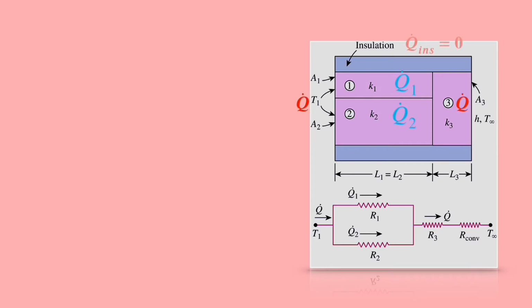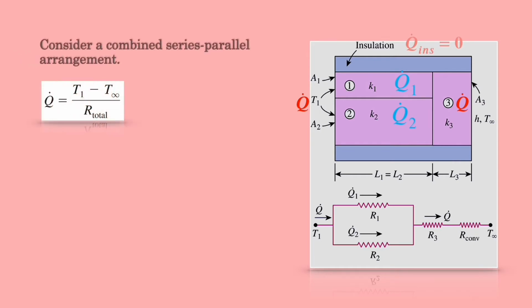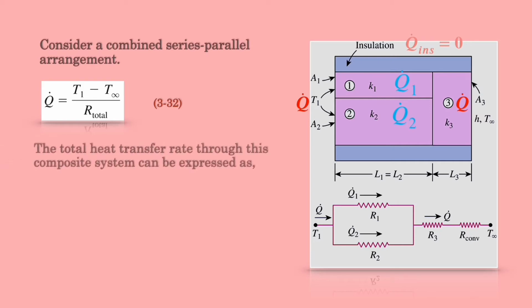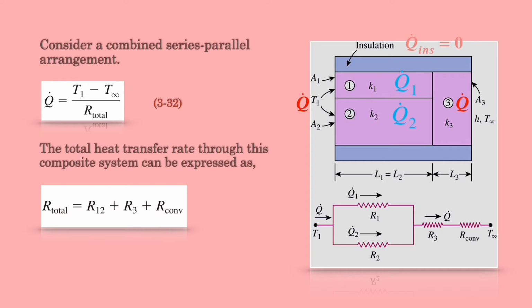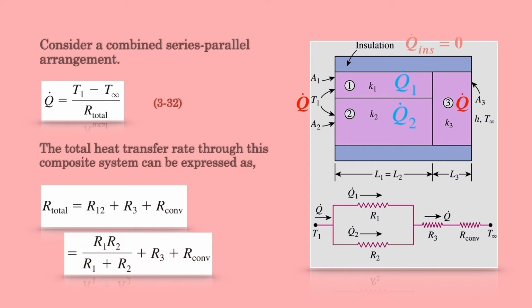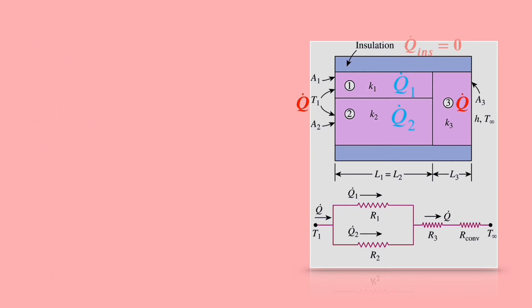Now consider the combined series-parallel arrangement shown in the following figure. The total heat transfer rate through this composite system can be expressed in equation 3-32. R total is described by equation 3-33. Once the individual thermal resistances are evaluated, the total resistance and heat transfer rate can easily be determined.